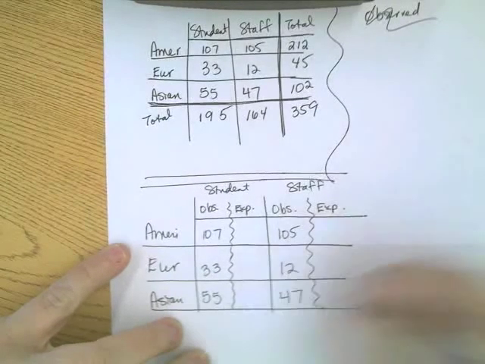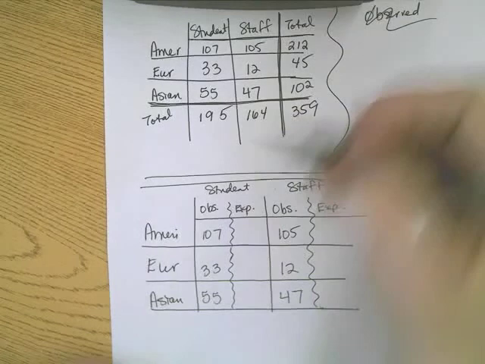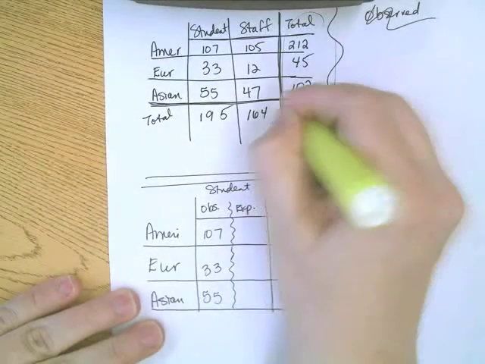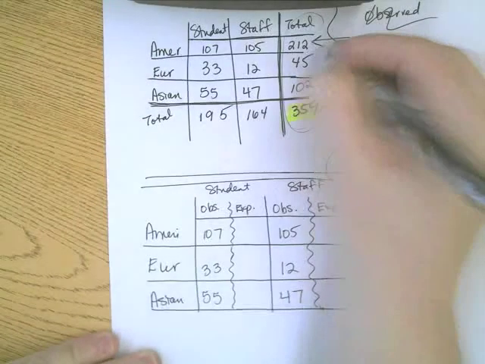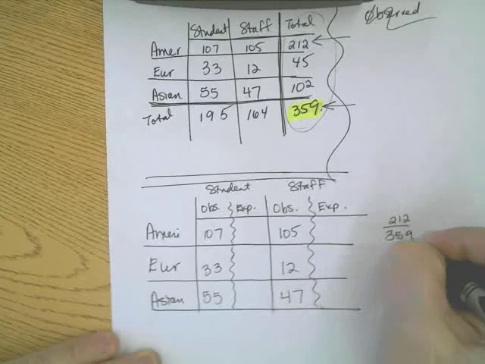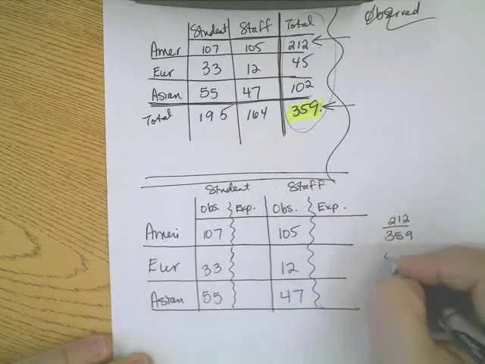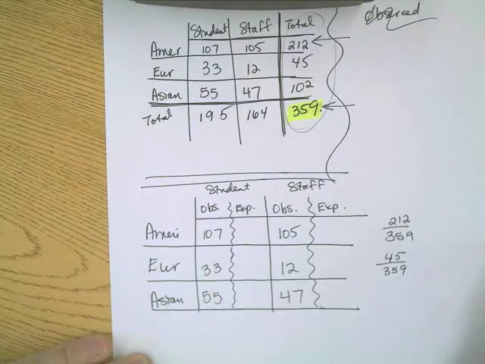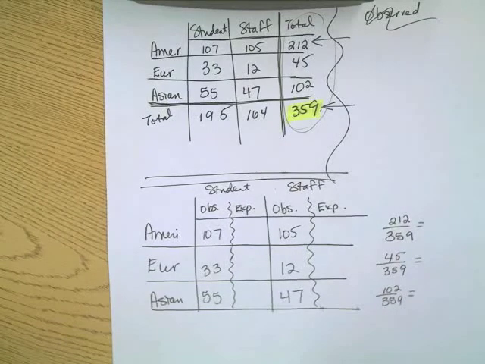The question is, how do we get the expected? I have to look at my total numbers. I know that I have a total of 359. So when I look at my American-made cars, I'm expecting 212 out of 359. That's my expected percent. For European cars, I'm expecting 45 out of 359. And for my Asian cars, I'm expecting 102 out of 359. You can find out what those percents are, or you can leave those as fractions.